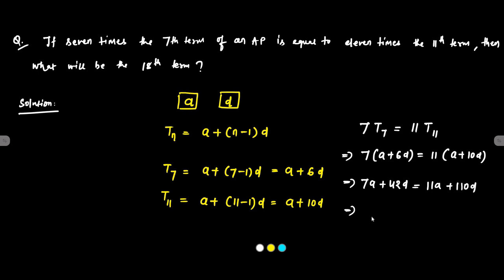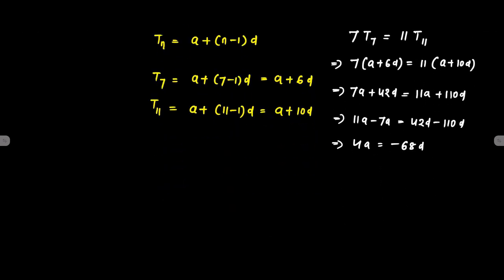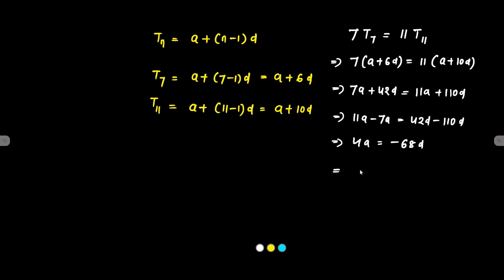That implies we have 11A minus 7A is equal to 42D minus 110D. That implies 4A is equal to minus 68D. So 110 minus 42 is 68, yes, 68D. That implies A is equal to minus 17D.